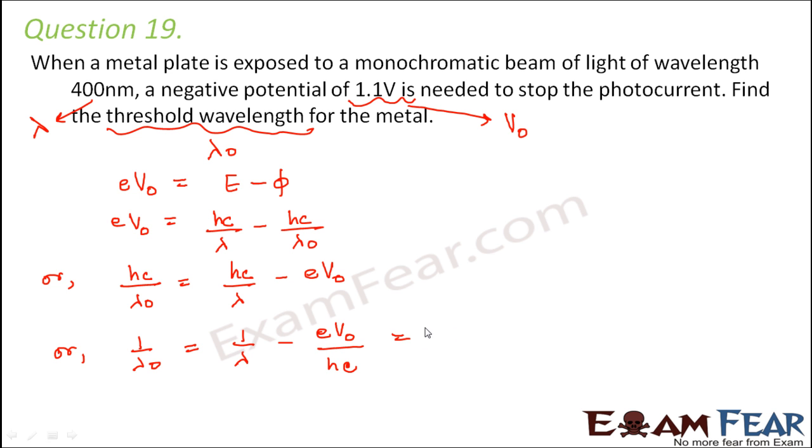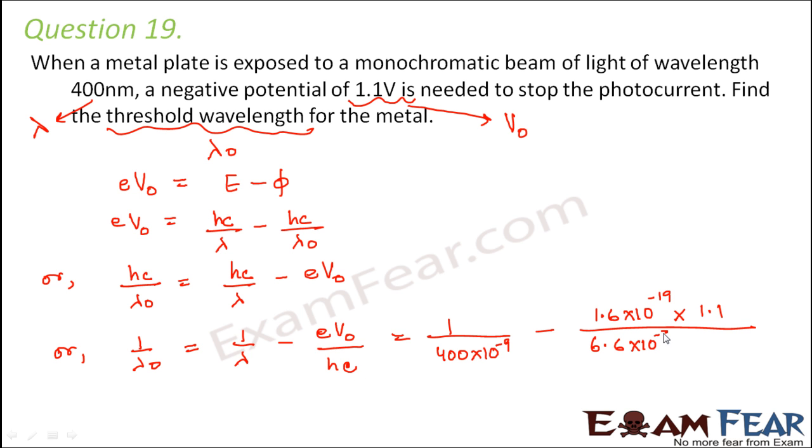So now all we need to do is just put in the values. Lambda is given as 400 nanometers, which is 400 into 10 to the power minus 9. This minus e, which is 1.6 into 10 to the power minus 19, into V naught, which is 1.1 volts, divided by hc.